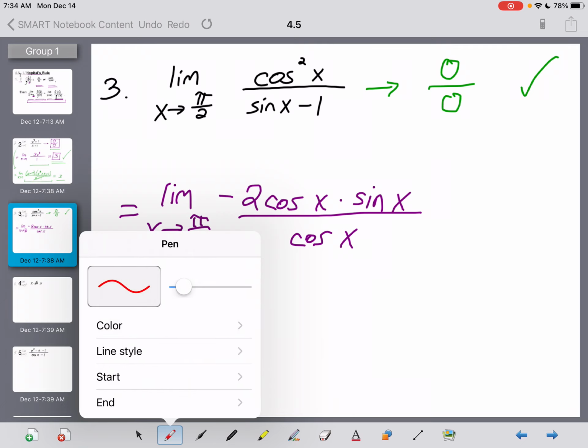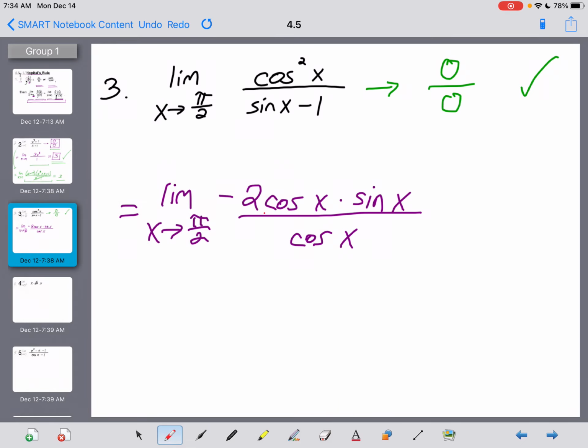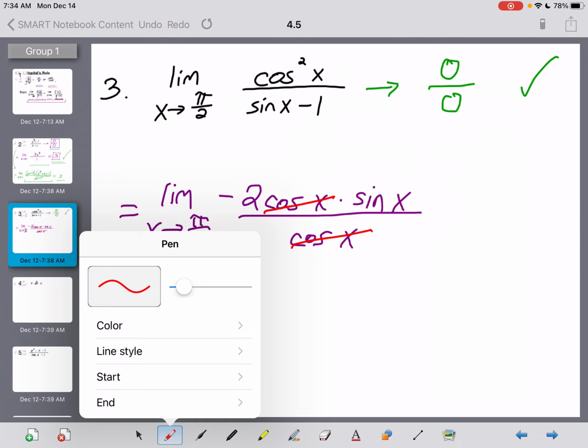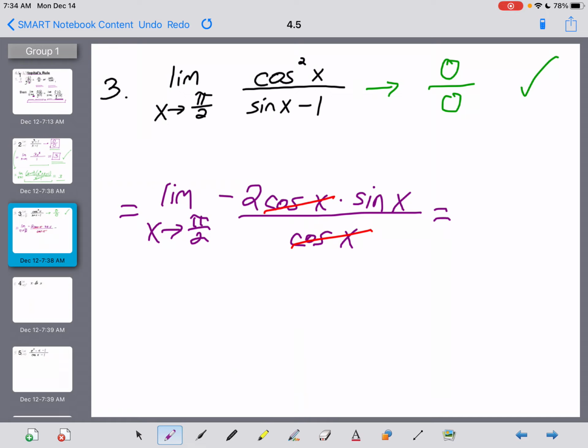Now the nice thing that happens, I hope you see it, we have an identical factor of cosine of x on both the top and the bottom, and those factors cancel each other out. And now, I don't know for sure, but I'm pretty sure we can evaluate this. Sine of pi over 2, putting the pi over 2 in right here, is 1, times a negative 2 is negative 2, divided by 1 is negative 2. And that should be our answer to this limit problem.